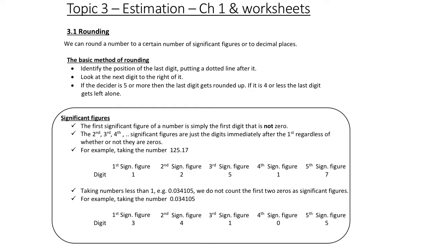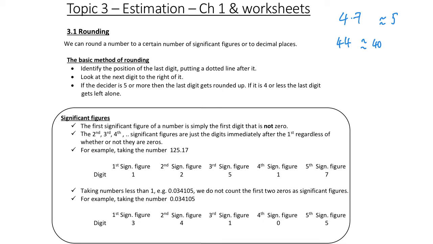Topic 3, estimation, 3.1 rounding. So we can round a number to a certain degree of significant figures or decimal places. We'll have looked at rounding to the nearest whole number. So if we've got something like 4.7, we should know that will round to 5. If we've got 44, we could round to the nearest 10, and that would approximately be 40, and so on.